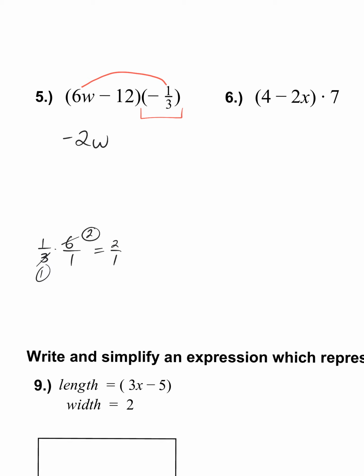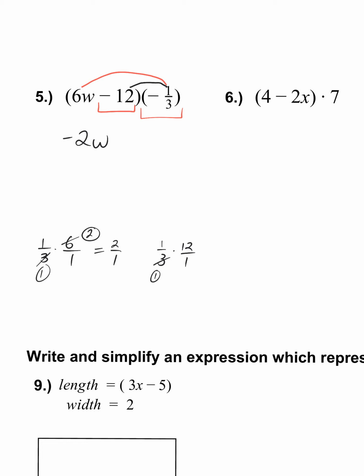Our next step is to multiply negative 1/3 times negative 12. This negative sign goes with the number right after it, 12. So negative 1/3 times negative 12. Let's go ahead and multiply 1/3 times 12 down here to start, and we'll worry about the signs right after.